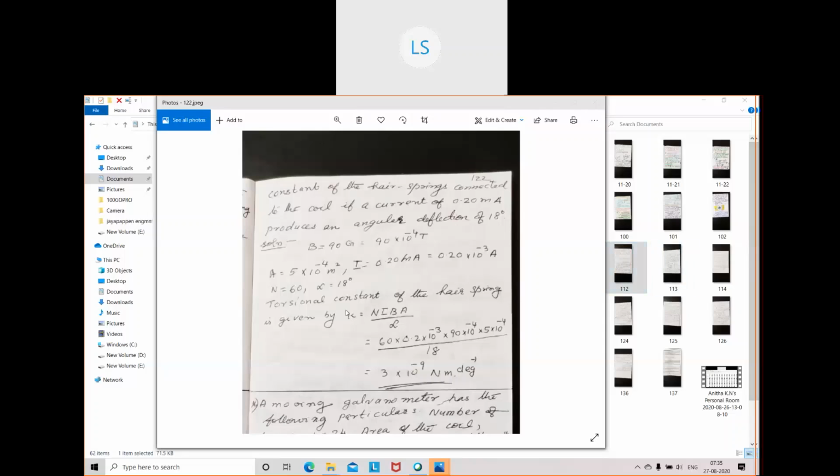Okay. Here the torsional constant of the spring K equal to NIBA by alpha. Which formula is this? Do you remember? Moving coil galvanometer. NIBA is the magnetic torque, and this is the restoring torque. K is the restoring torque per unit twist, another name torsional constant. So K alpha, alpha is the deflection. K alpha equal to NIBA in the equilibrium position. All these are theory, this is the theory part. So study the formula very well, then only you can do these problems.